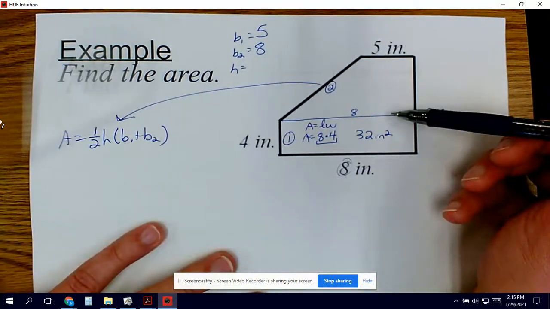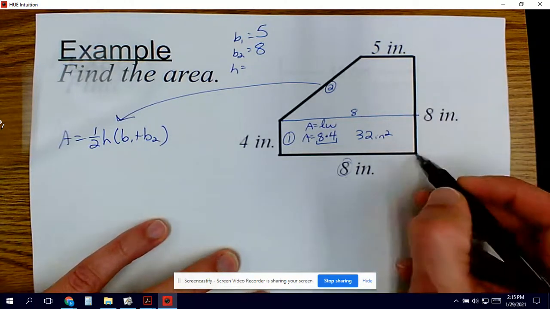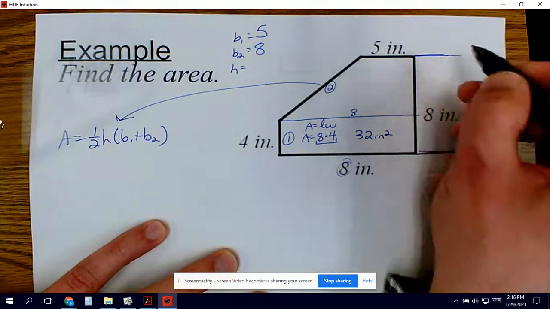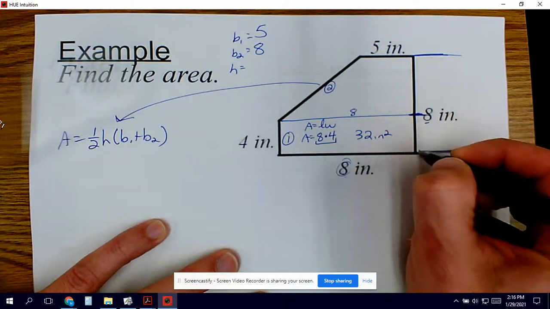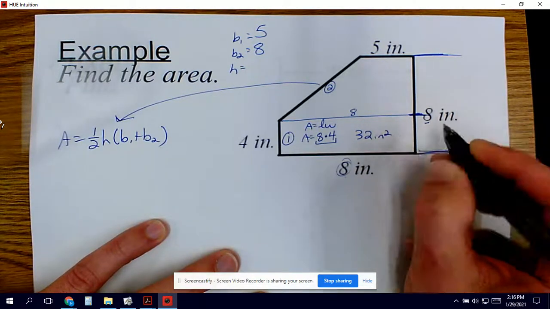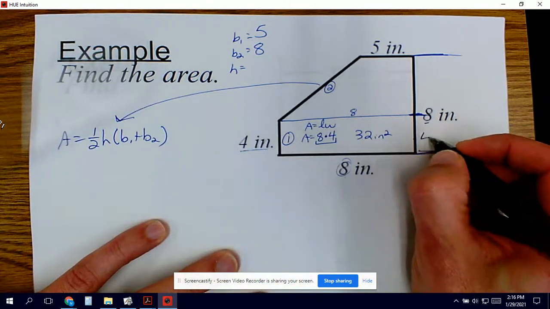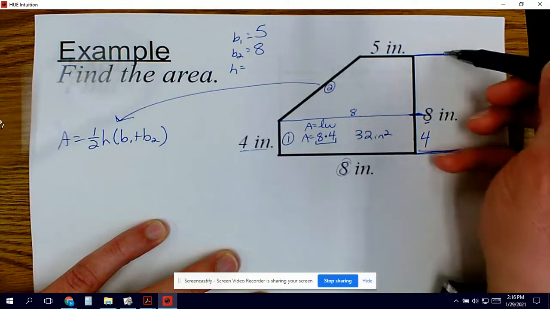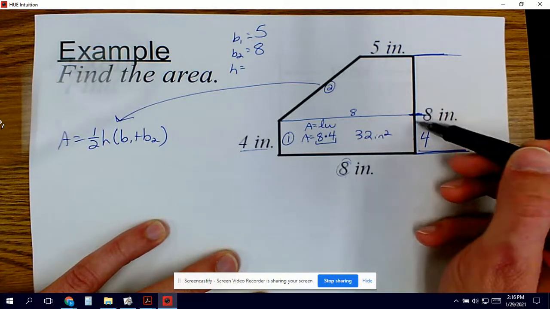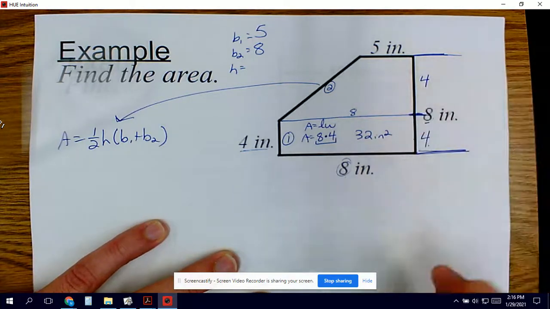Finally, the height of the trapezoid, the distance between the parallel sides. We know that this entire side of the polygon is 8 inches, but we cut it right here. Let's find this missing piece down below. It's going to match the opposite side of the rectangle, and this side is 4 inches, so I know that this piece is 4. So if this entire side of the polygon was 8 inches, and this bottom piece we cut off was 4, 8 minus 4 means this piece is 4 up above.